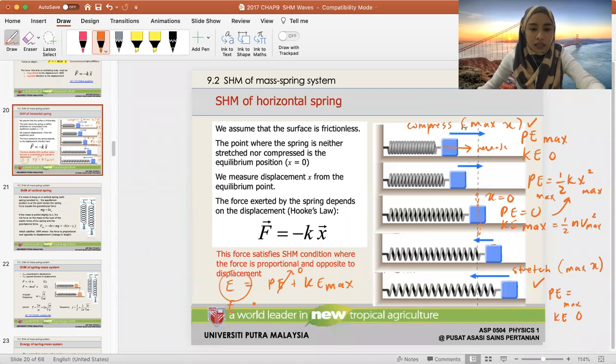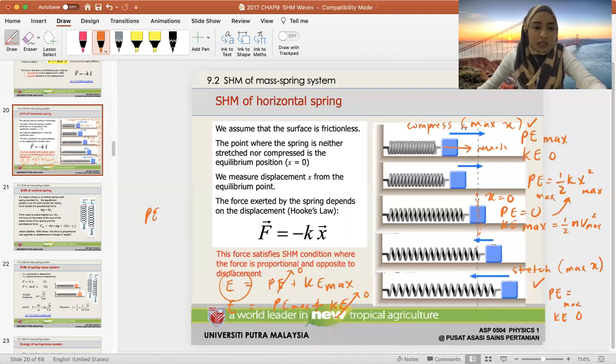Sama juga the case when your PE is the maximum. Your KE has to become 0, because E is constant. So that is the maximum that it can go. PE maximum and KE maximum.